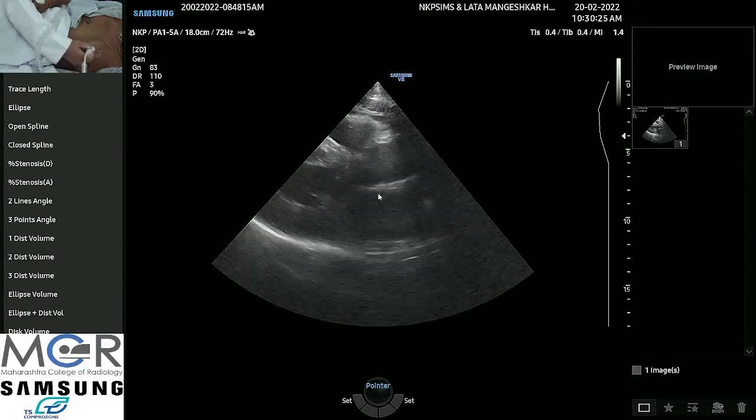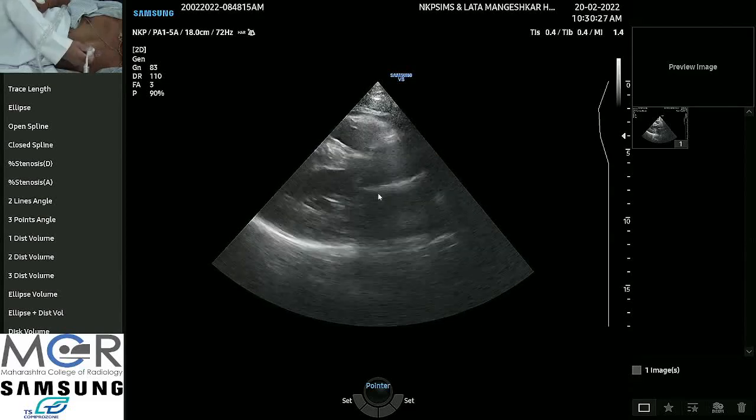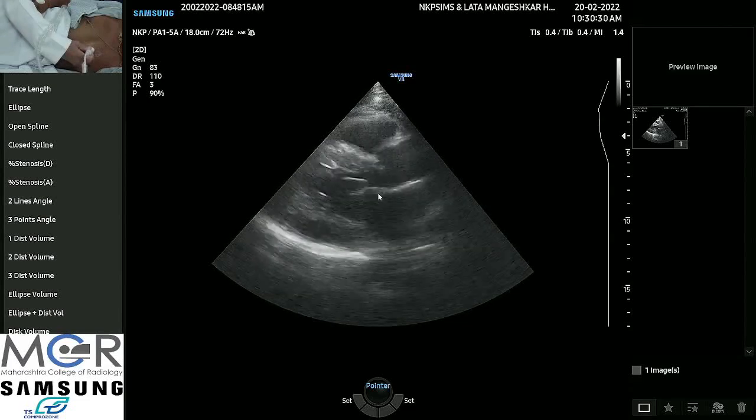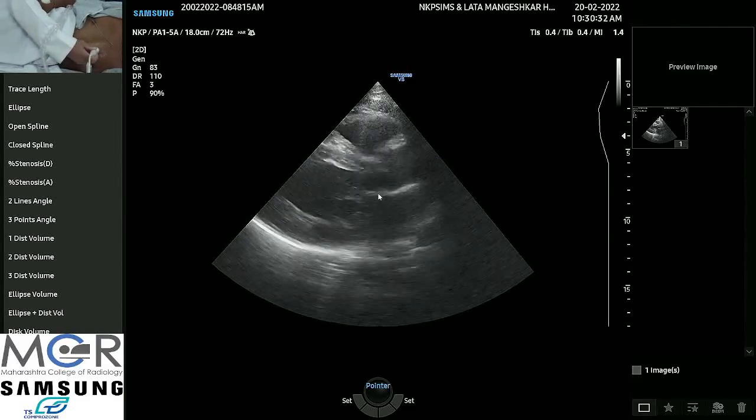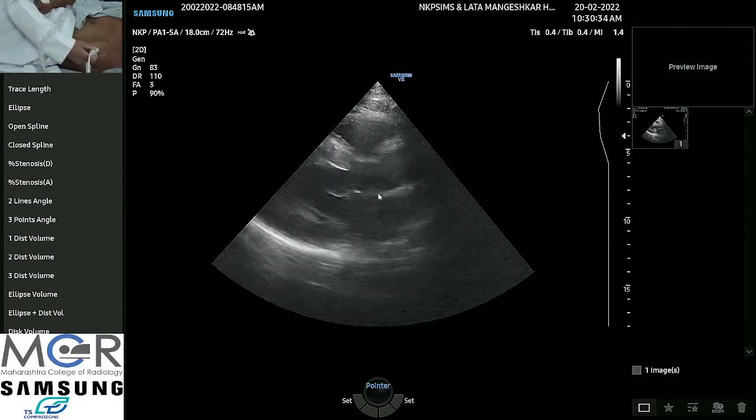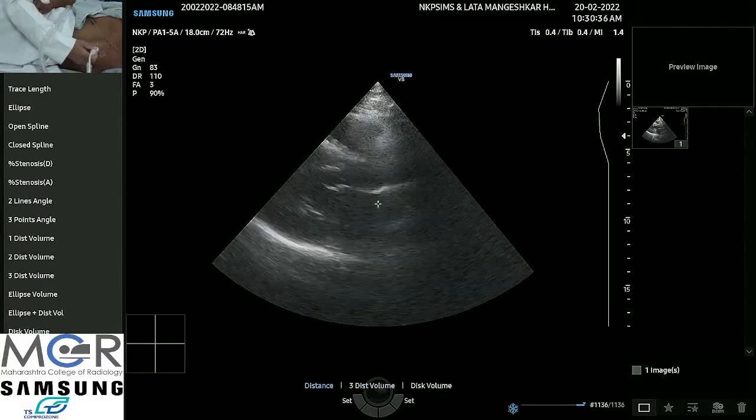So this is a long axis which we have acquired by keeping the probe in the third or fourth intercostal space, and the pointer is towards the right shoulder. And as I told you, this pointer represents the right side of the screen. Now this pointer is towards the right shoulder, means aorta is here, which is on the right side of the patient. Okay, this understanding is very, very crucial.